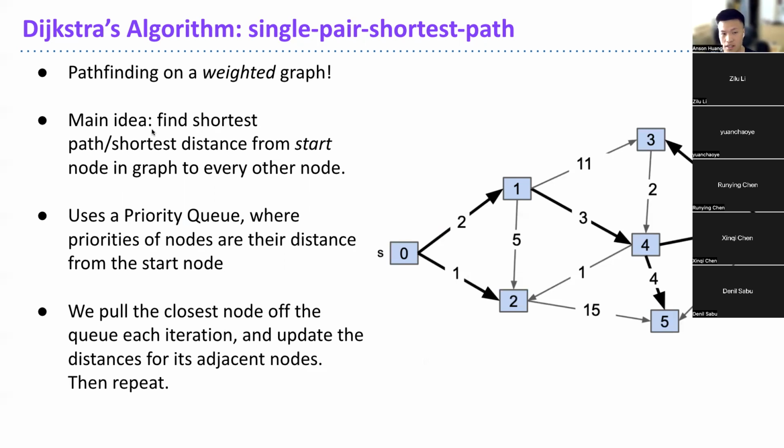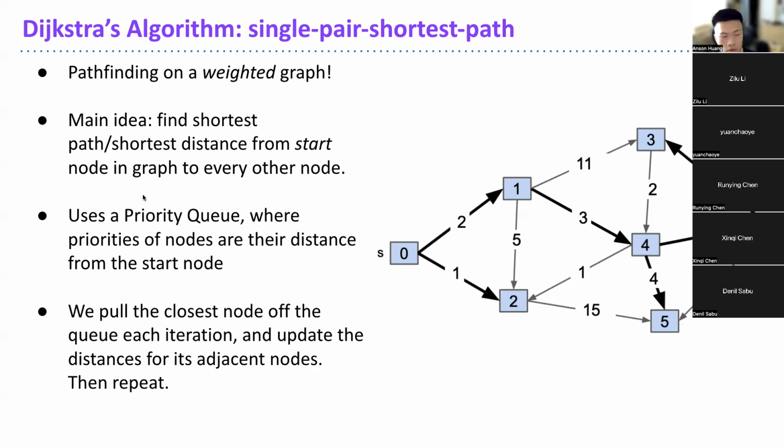And the main idea is that you want to find the shortest path or shortest distance from your start node in the graph to every other node. So let's say I want to find the shortest path from node, let's see, maybe 0 right here, to every other node. Then using Dijkstra's, I could do that. The shortest distance from 0 to 2 is 1, shortest distance from 0 to 1 is 2, and so on as you follow these paths.